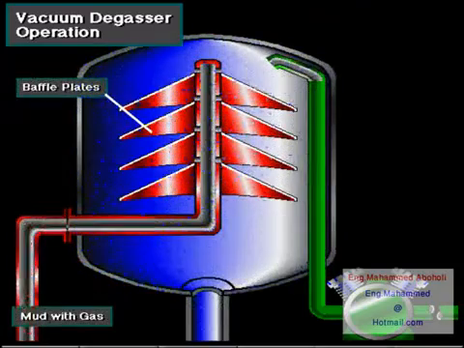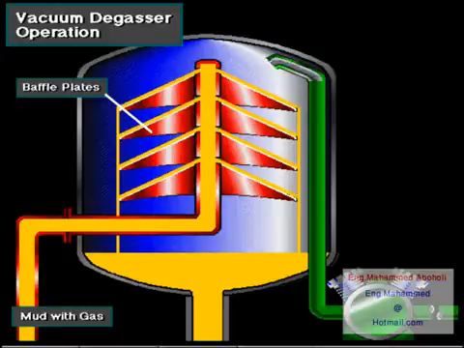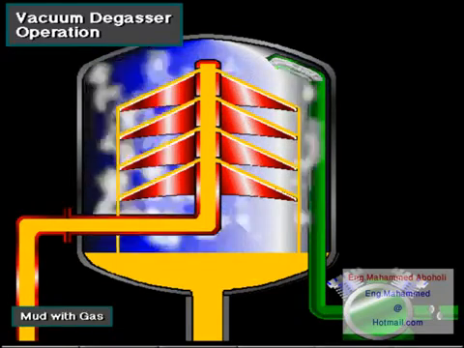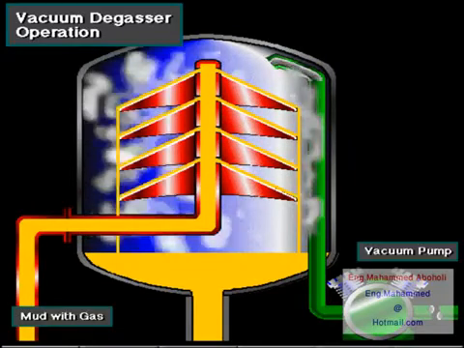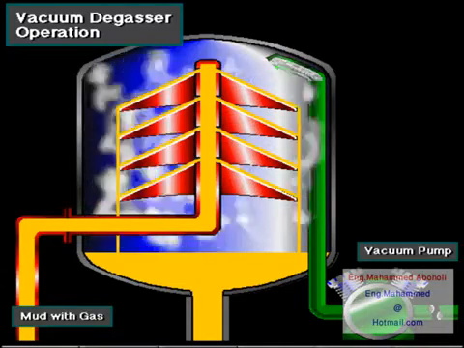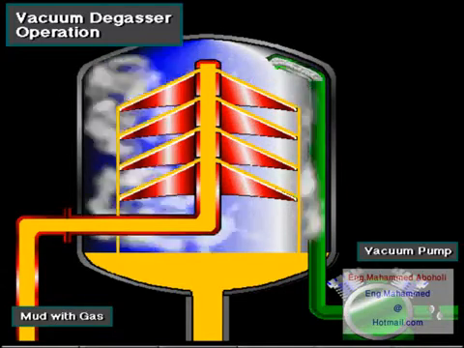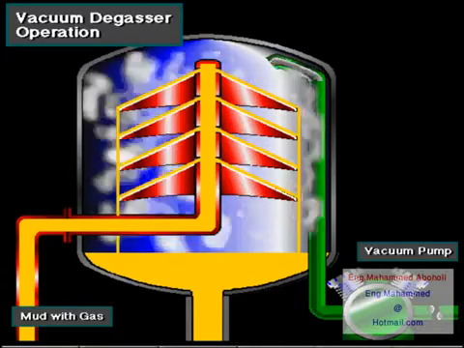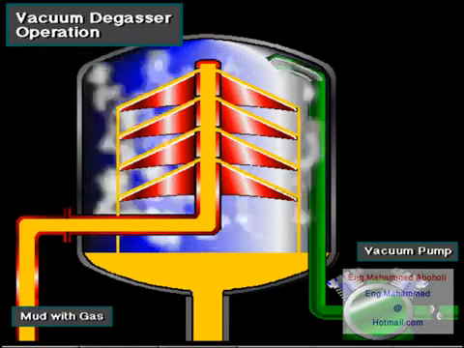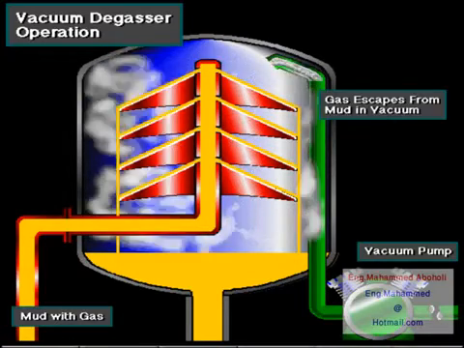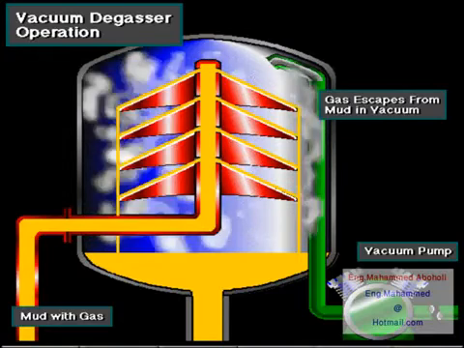In a vacuum degasser, mud with gas in it enters at the top and spills out over several baffle plates. A spreader, spreading out the mud, presents a large surface area for the gas to break out. Also, the vacuum pump creates a vacuum, pressure lower than the surrounding atmosphere, inside the degasser. This vacuum makes it very easy for the gas to escape from the spread-out mud.